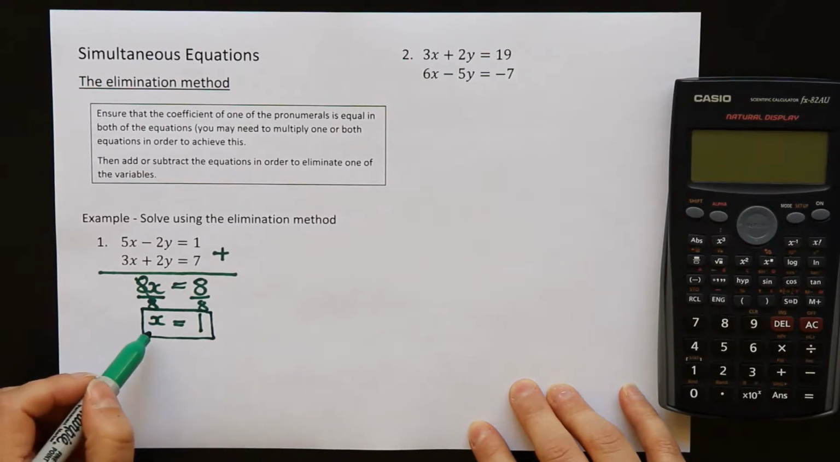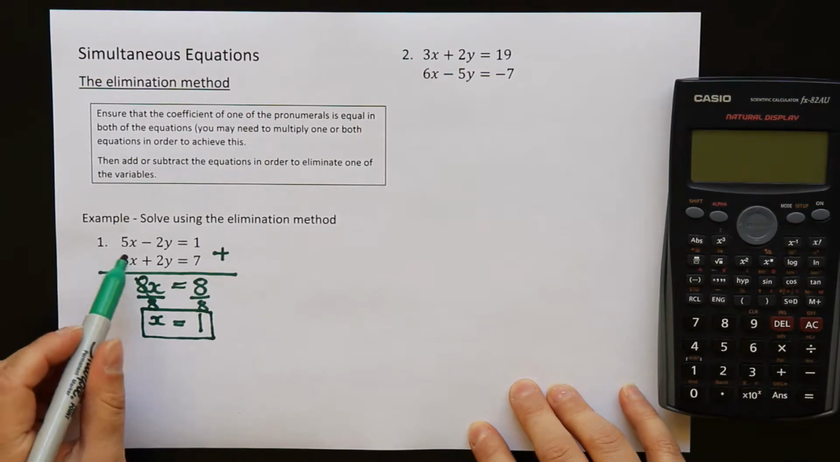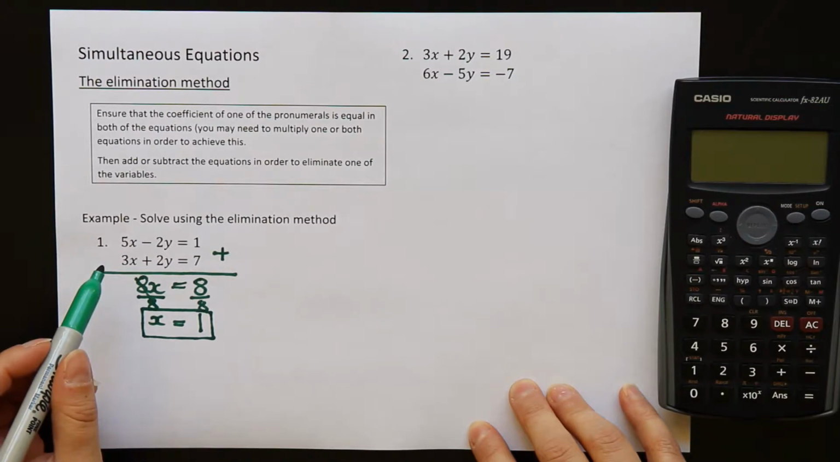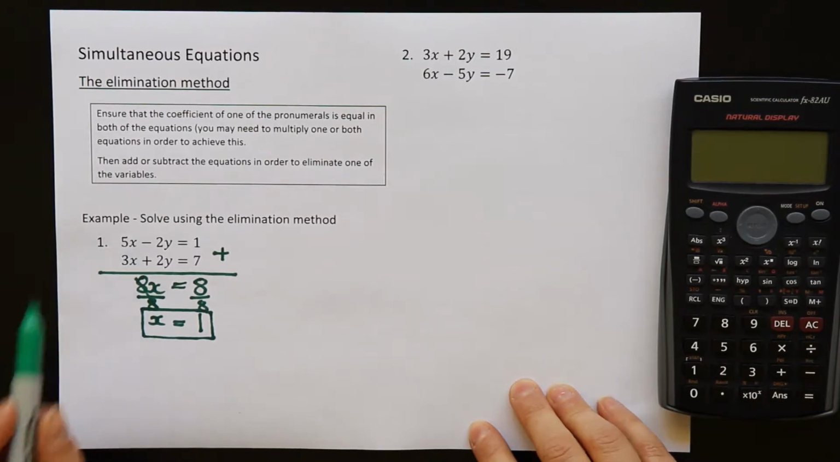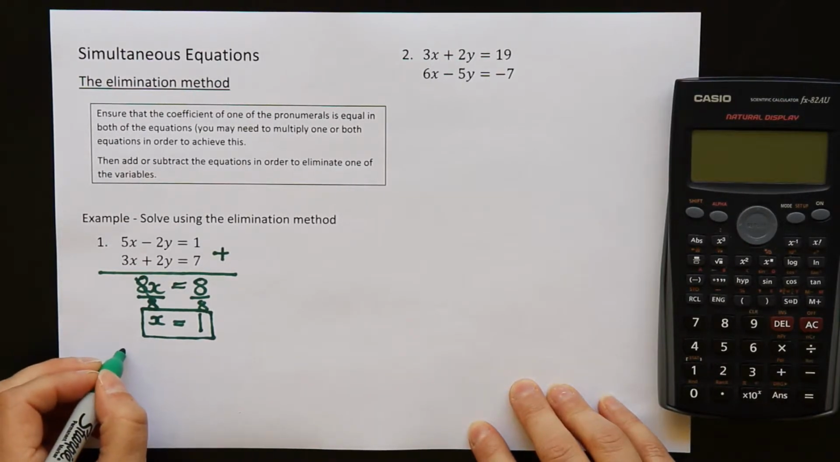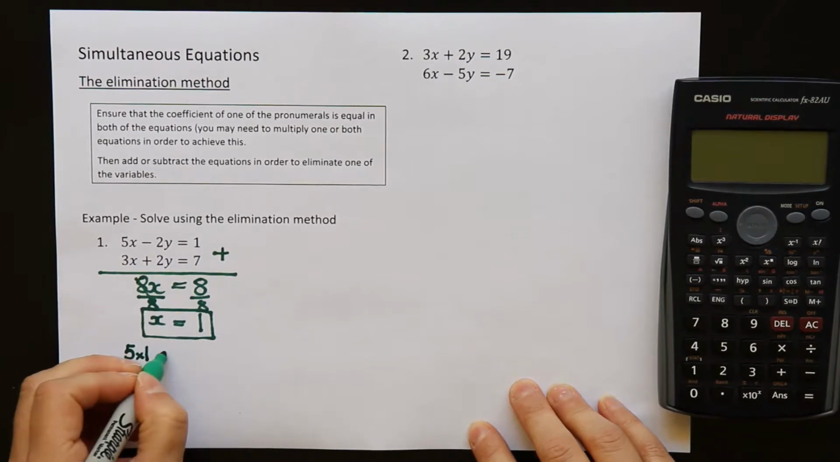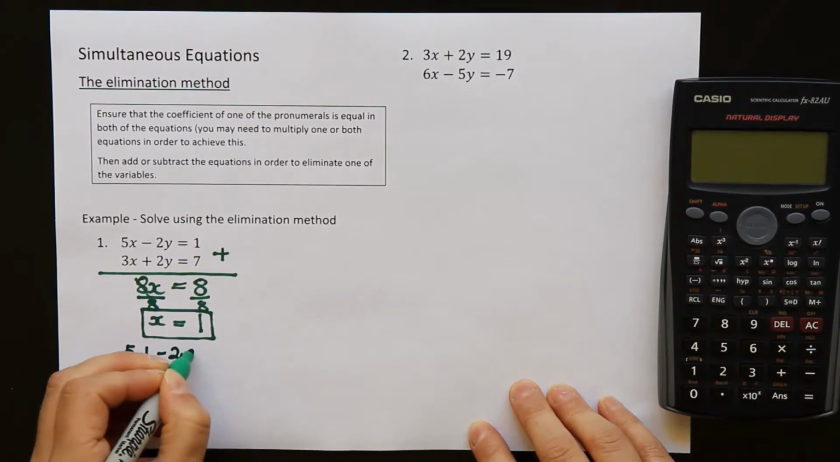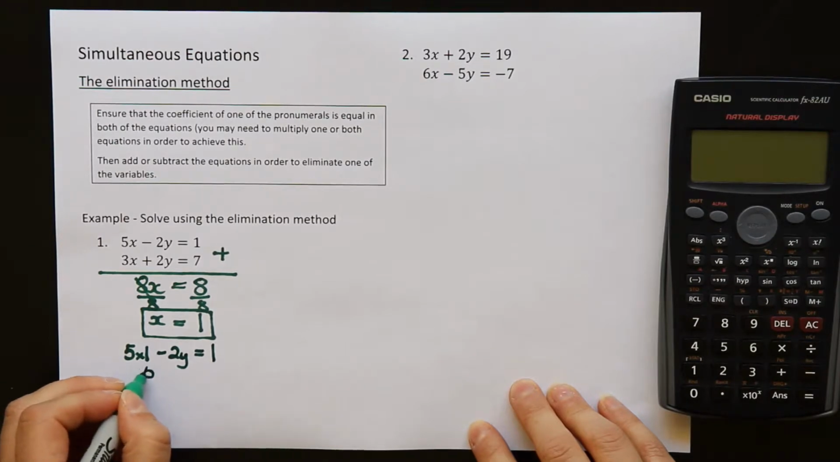Then I need to substitute this answer back into one of the original equations to find out what y is equal to. It doesn't matter which one you choose, you'll get the same answer either way. So let's just choose the top equation here. So we have 5x, which is 5 times 1, minus 2y is equal to 1. 5 times 1 is just 5.